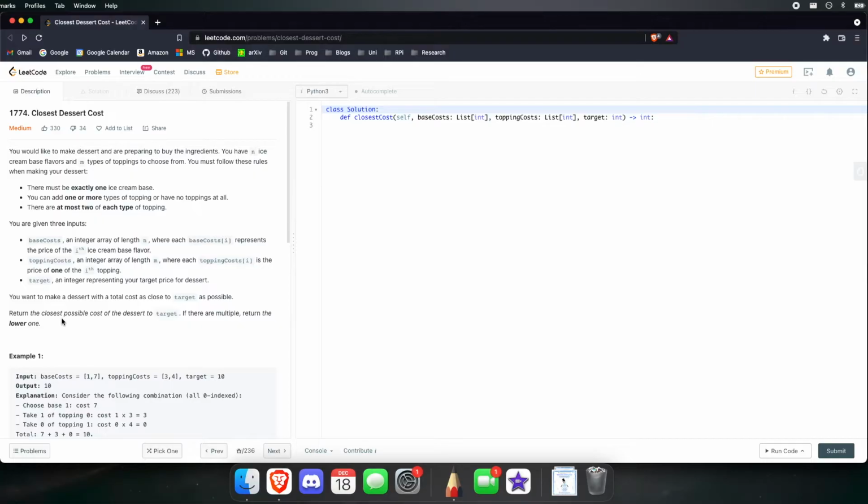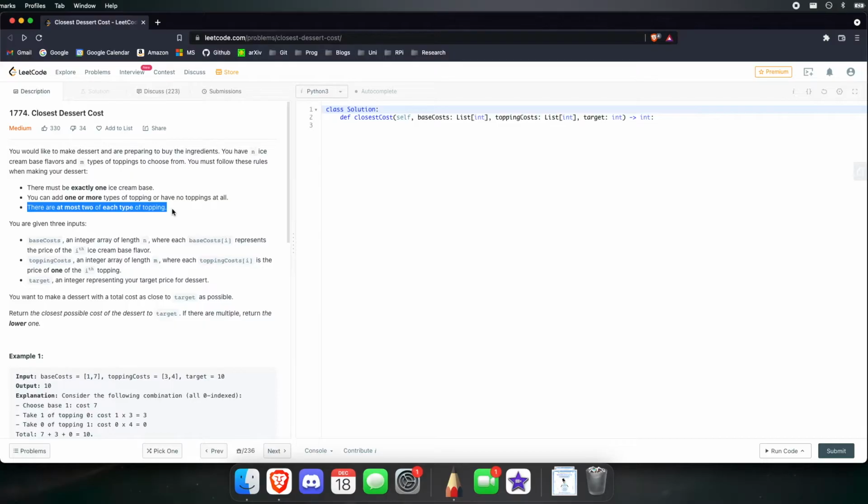The main thing that we want to take away from here are really just 3 sentences. And that is that there's exactly one ice cream base, we can choose to have a quantity of 0, 1, or 2 for each topping, and we want a total cost as close to target as possible. Out of these three sentences, the most important one is this one. The reason why this is most important is because it basically tells us the answer.